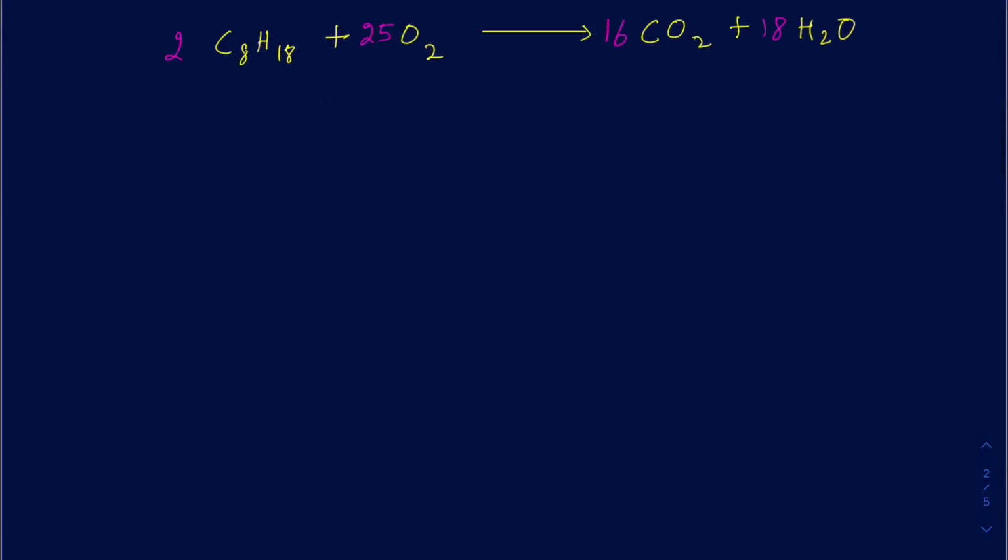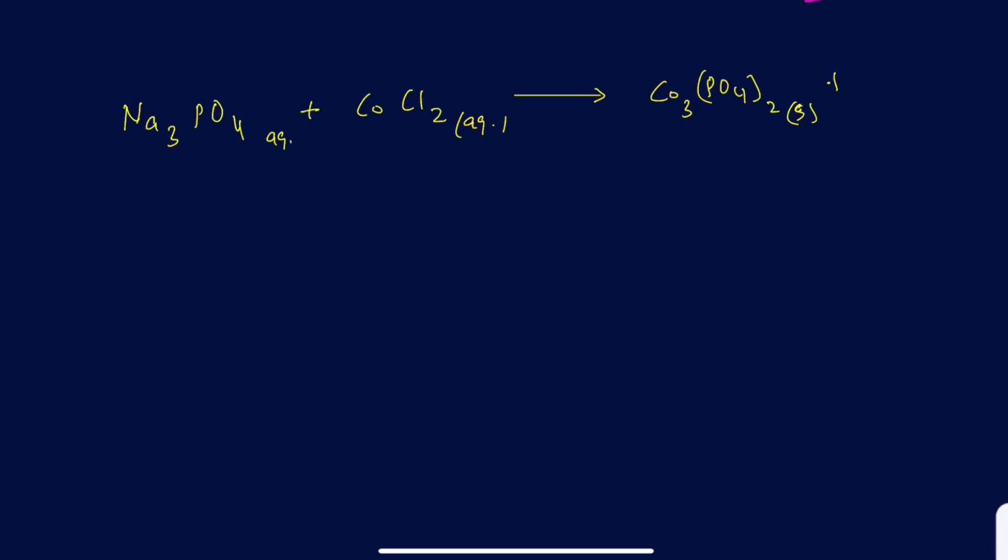Okay, let's try one more. Assume I have Na3PO4 aqueous reacting with CoCl2 aqueous, and it goes on to make Co3(PO4)2 solid and NaCl aqueous. Okay, so let's worry about balancing this equation.